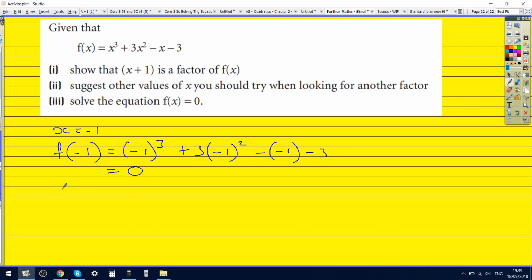Yeah. So you could put it into your calculator to check, and you just need to say afterwards, therefore, for every show that question, you just copy and paste the bit after show that. Therefore, x plus 1 is a factor of the f of x. Suggest other factors. Right, suggest some other factors. Or how could you find other factors?